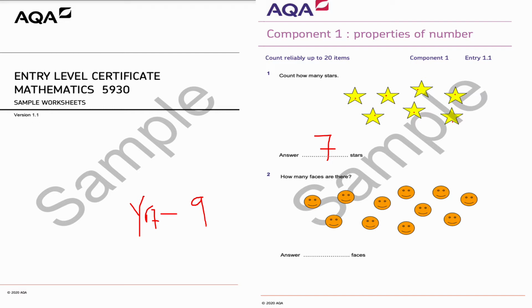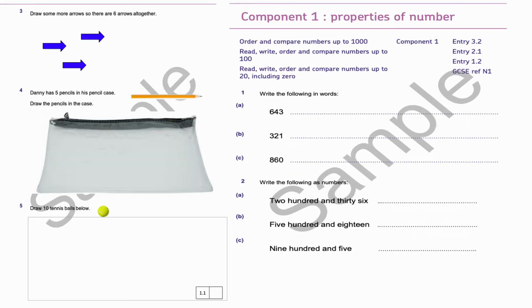Okay, this is question number 2. How many faces are there? Well, I've got 1, 2, 3, 4, 5, 6, 7, 8, 9, 10, 11. I've got 11 faces.